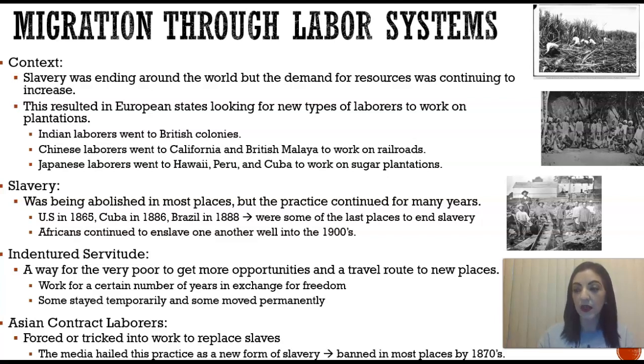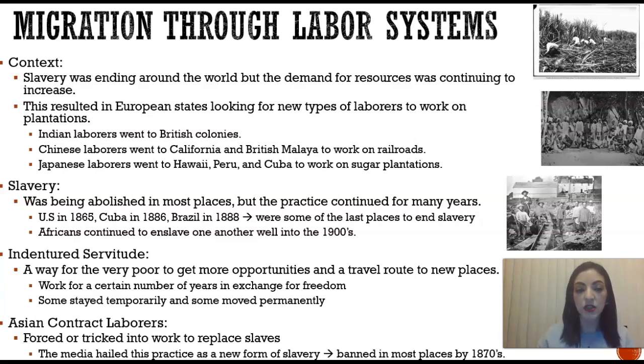So there would be places that had made proclamations, or they had passed laws to kind of do away with it. But in some states and in some areas, in some regions, you would see people that found loopholes to it. So the United States, Cuba, and Brazil are going to be some of the very last places to end slavery. Africans continued to enslave one another even well into the 1900s, and they did it for economic purposes.